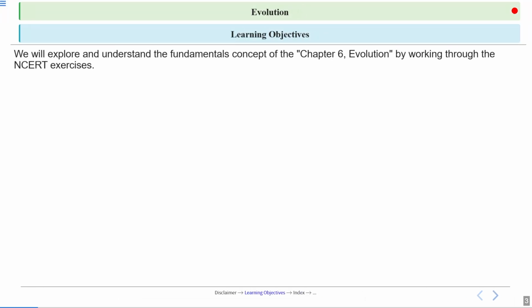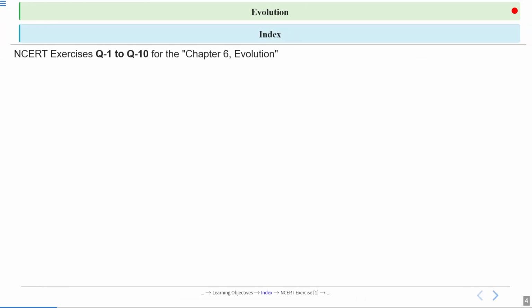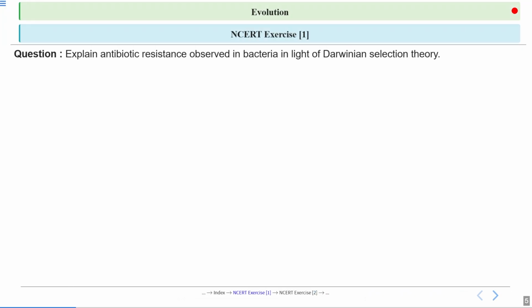Now let's understand the objectives of today's session. Today we will understand the basic concepts related to the chapter Evolution by discussing NCERT exercises. These exercises are based on certain concepts. We will discuss these concepts by walking through the NCERT exercises. We'll be discussing the questions related to the chapter Evolution. Let's begin with this session.